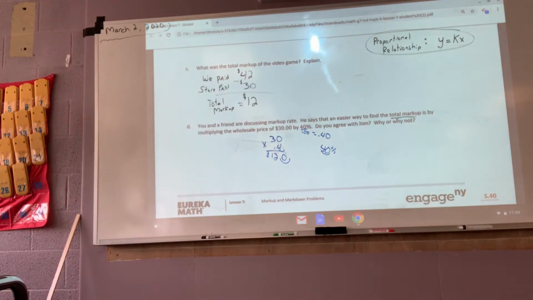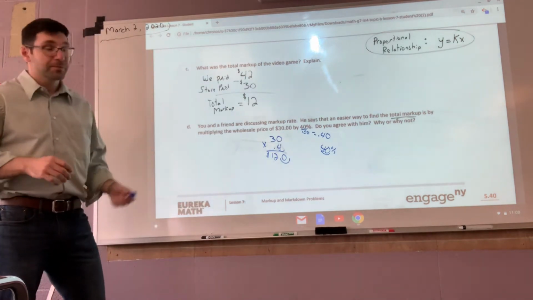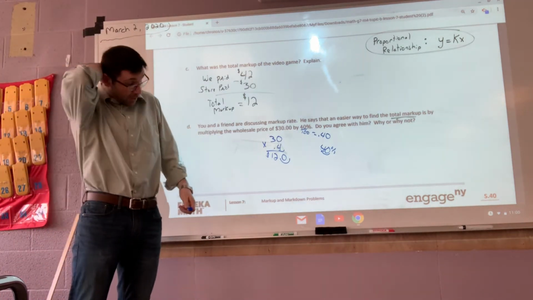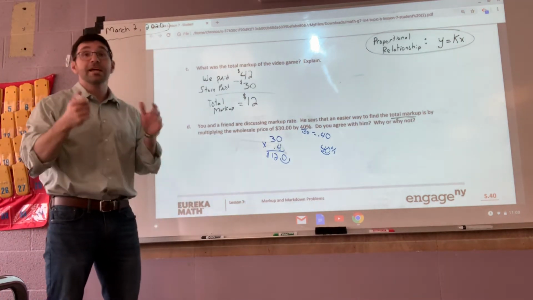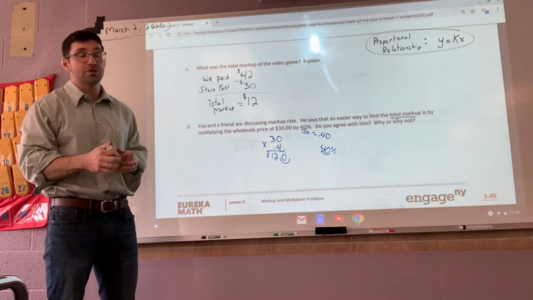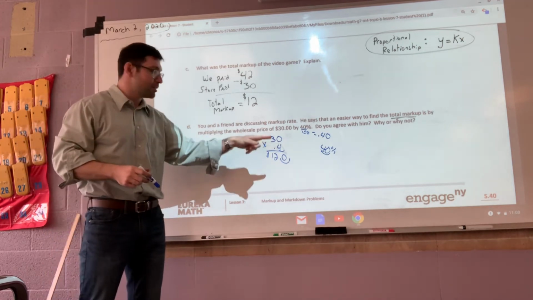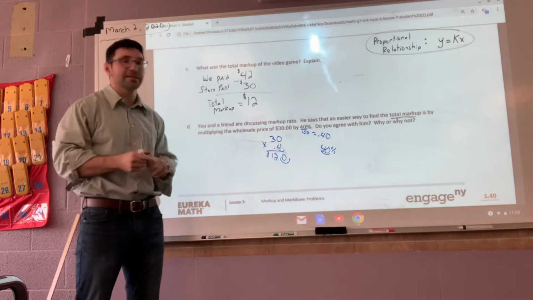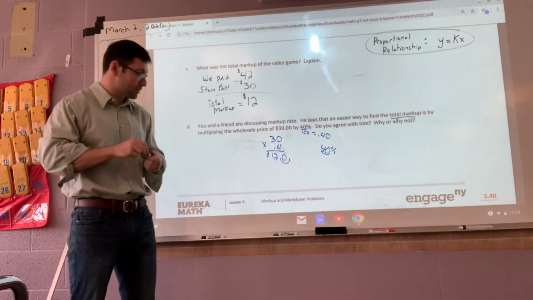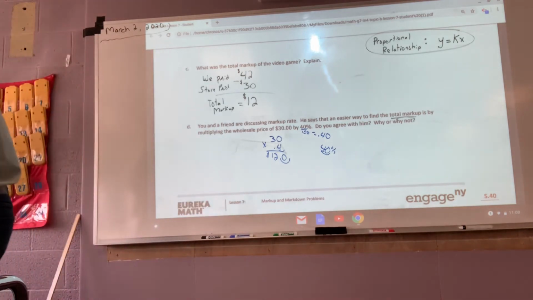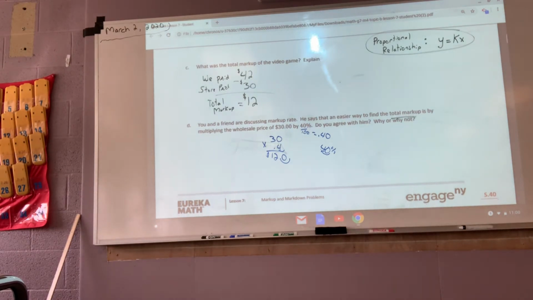So is that an easier way? Yeah, I do agree with my friend, if I had friends and we talked about markup and wholesale. But does this give me my actual answer? No. What would I have to do if it said, what's the price that you paid? You'd take your wholesale, add it to the markup, and then you'd say, oh, I spent $42. That one is relatively easy. So, moving on.